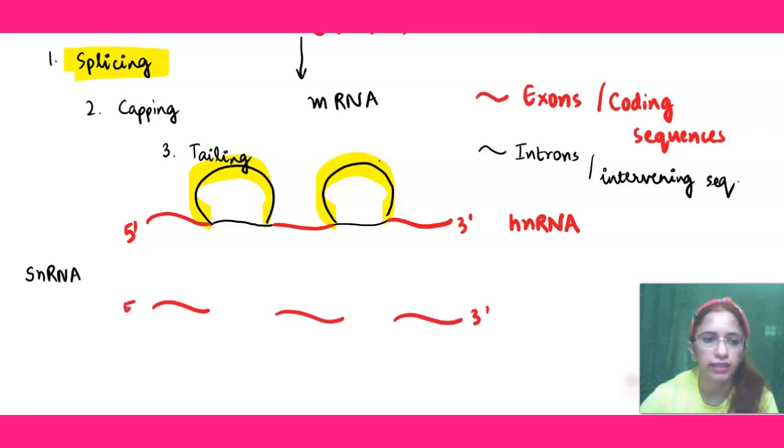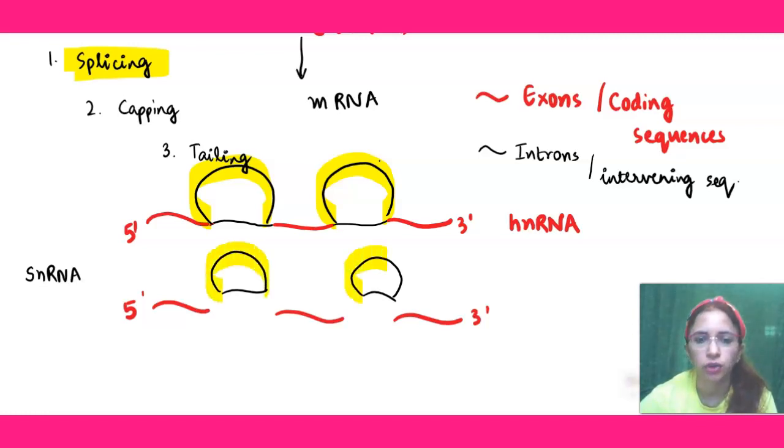So in the second step, what is going to happen? These sequences will be taken out by snRNA. You can see that introns are now being removed in step number 2. Now in the third step, you can see that ligation has to happen. Ligation means joining has to happen because all the exons should be present in a stretch.